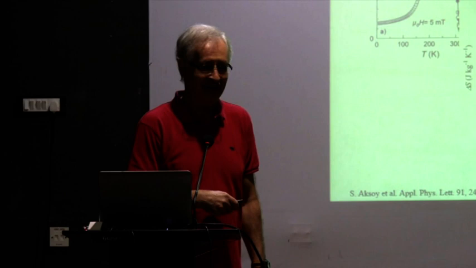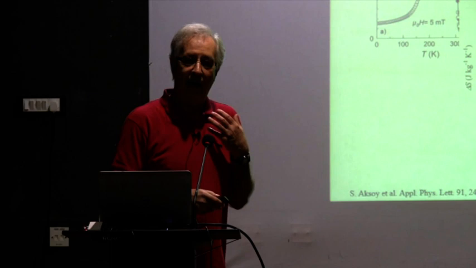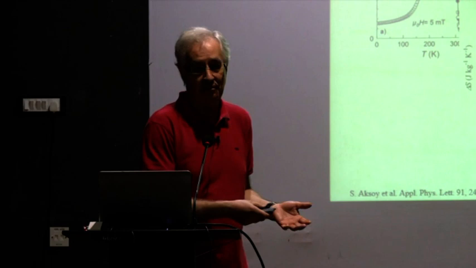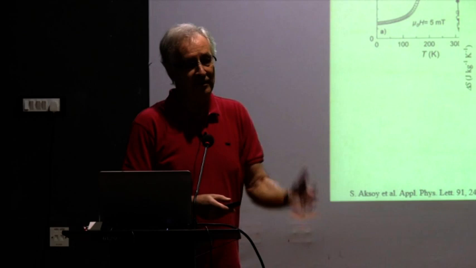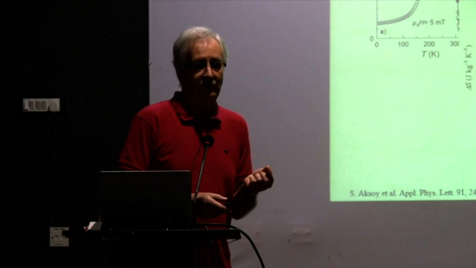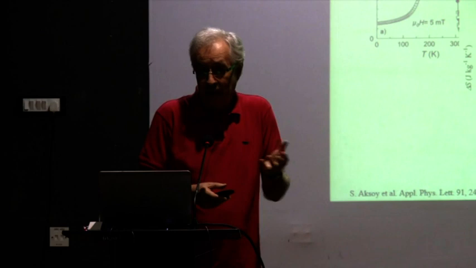So this means that we cannot use every material that shows a large magnetocaloric effect as a magnetocaloric material because, okay, you apply your field, you get this tremendous entropy change, but you apply it a second time, nothing happens, because of the hysteresis. So this means that we have to deal with hysteresis. We have to try to understand hysteresis. We have to understand how to live with hysteresis. And if possible, we have to understand how we want to control hysteresis.